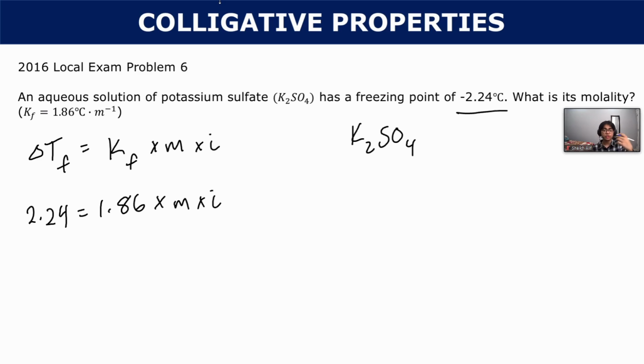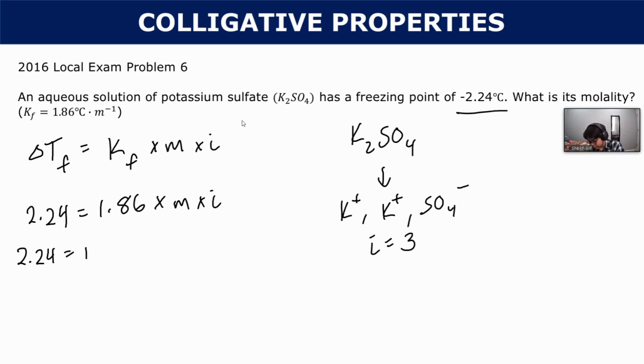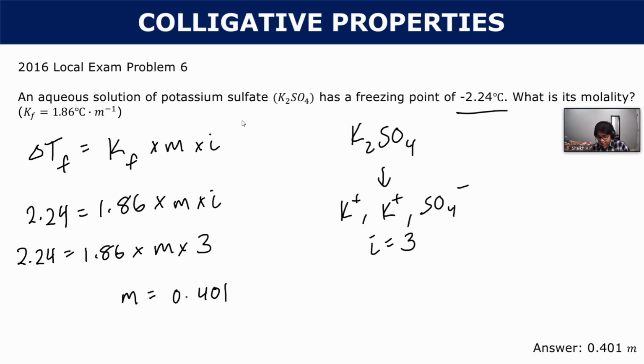K2SO4 is a salt. And that means that it's a strong electrolyte, meaning it's just going to dissociate into its ions: 2 K+ and SO4 2-. And that means its i value is going to equal 3. All right, so we can plug that into our equation. Times m times, we know our i value is 3. And so if we just do a little division here, 2.24 divided by 1.86 times 3, we get our molality is going to equal about 0.401. And that is our answer.